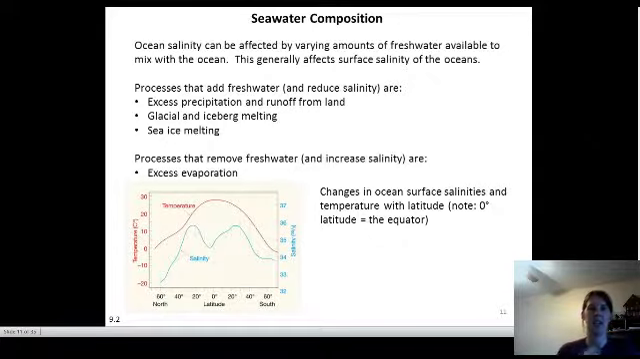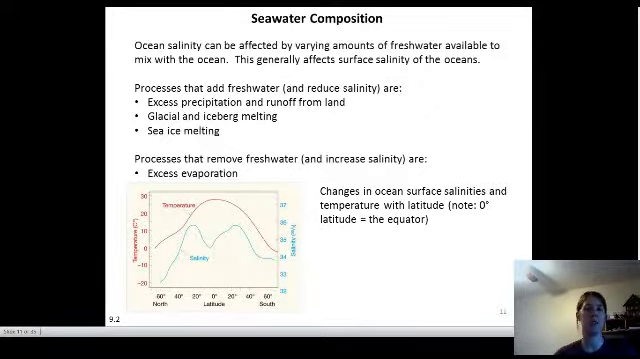Ocean salinity can be affected by varying amounts of fresh water available to mix with the ocean. This generally affects only the surface salinity. So processes that add fresh water and can temporarily reduce salinity are excess precipitation, runoff from land, glacial and iceberg melting, and sea ice melting. Processes that would remove fresh water and increase salinity are excess evaporation.